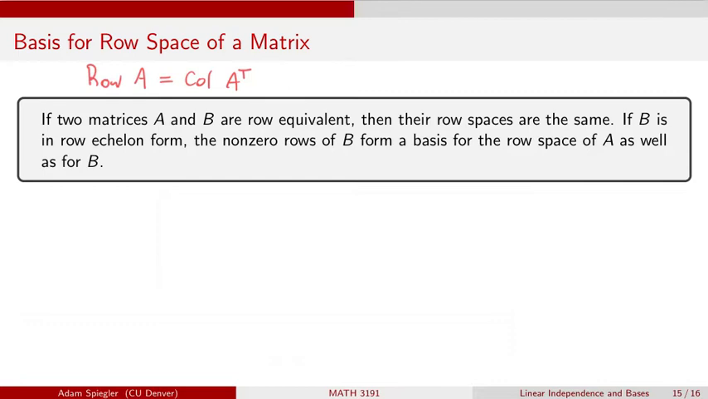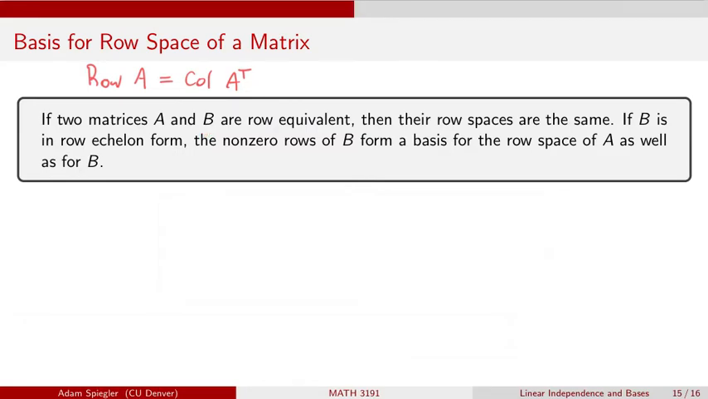We're going to make an observation here that says if two matrices A and B are row equivalent, meaning I can use elementary row operations to get from one matrix to the other, then their row spaces are identical. They are exactly the same. And the basis that we find for the row space of matrix A is going to be identical. We can use the same basis for the row space of matrix B.